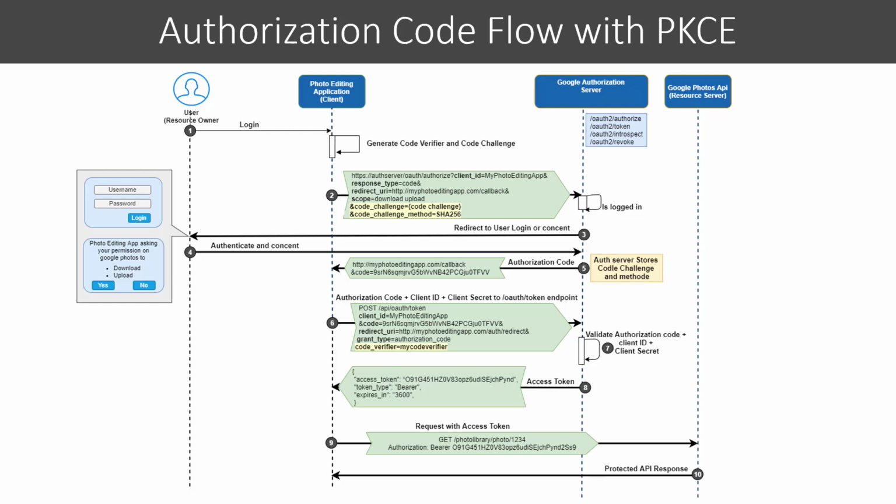PKCE is an extension to the regular authorization code flow. The flow is very similar to the authorization code flow, except PKCE elements are included at various steps in the flow. The PKCE enhanced authorization code flow requires your application to generate a cryptographically random key called a code verifier. Once the code verifier is generated, a code challenge is generated from the code verifier.